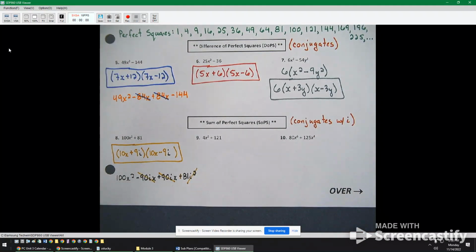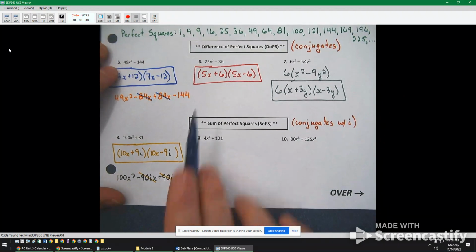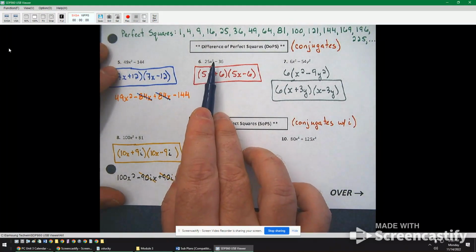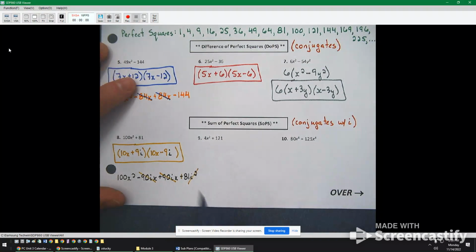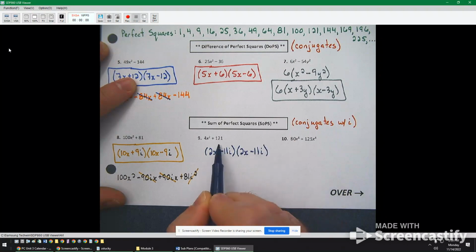So from here, pretty straightforward. You probably have the idea, I'm guessing. So now I got perfect squares again. Now, why is this DOPS and this one SOPS? It's because there's a minus in the middle here and a plus in the middle here. So this would break into 2x plus 11i because it's SOPS, and then 2x minus 11i because it's SOPS.